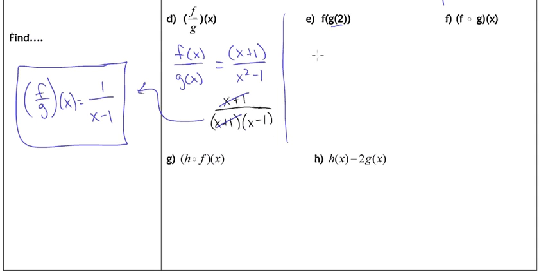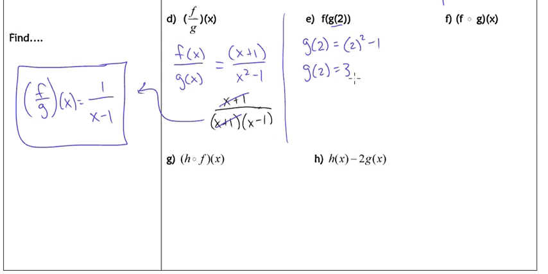Sorry, let's find what g of 2 is. The g function was x squared minus 1. So g of 2 is equal to 2 squared minus 1. So g of 2 is 4 minus 1, which is 3.